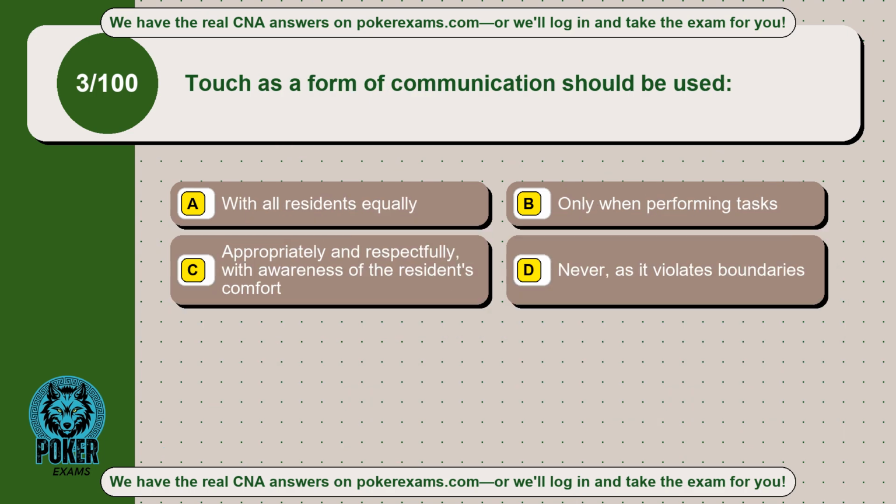Question 3. Touch as a form of communication should be used. Option A. With all residents equally. Option B. Only when performing tasks. Option C. Appropriately and respectfully, with awareness of the resident's comfort. Option D. Never, as it violates boundaries.